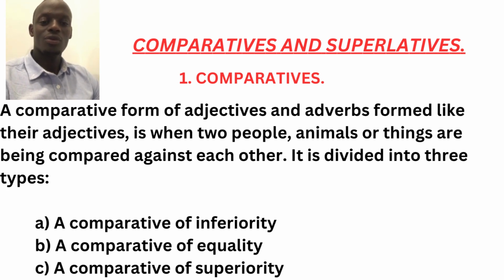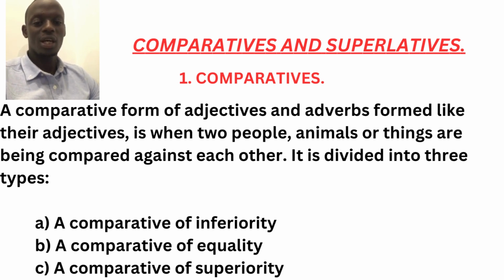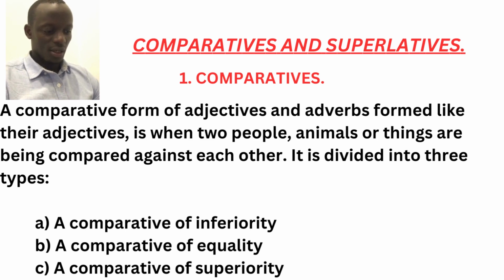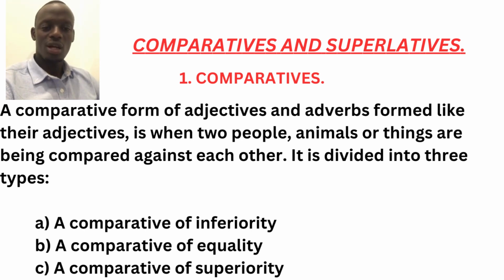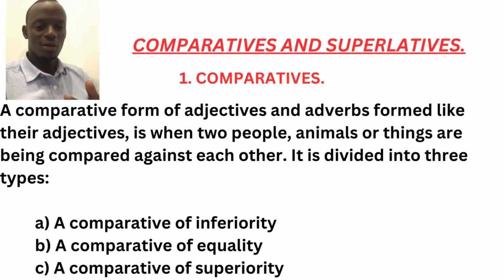So today, I welcome you all wherever you are, and we are going to learn something related to comparatives and superlatives in English. We have many word classes in English: nouns, pronouns, adjectives, verbs, adverbs, conjunctions, among others. But only two classes of words, adjectives and adverbs, accept this form of comparatives and superlatives.